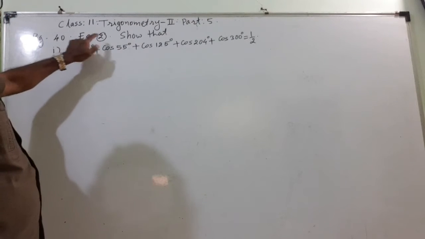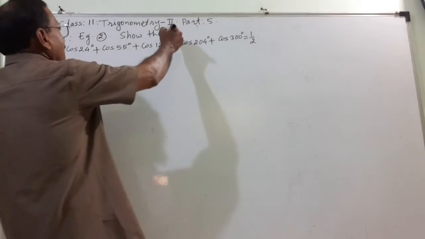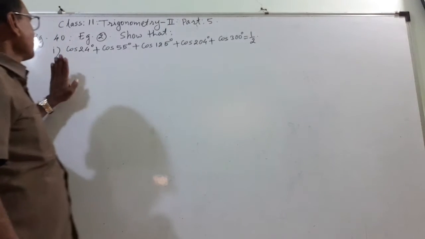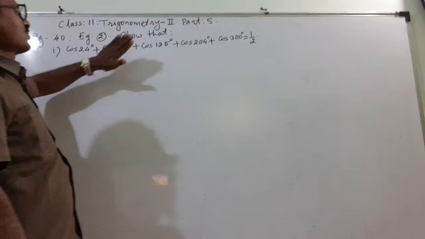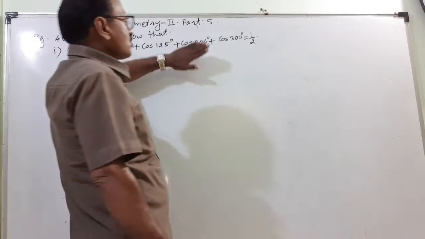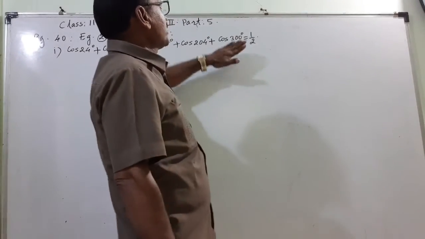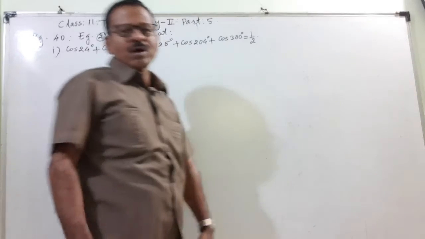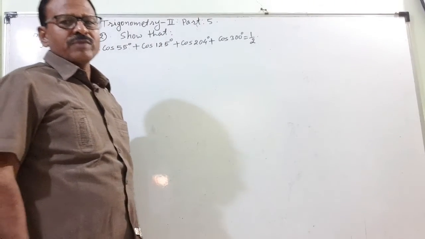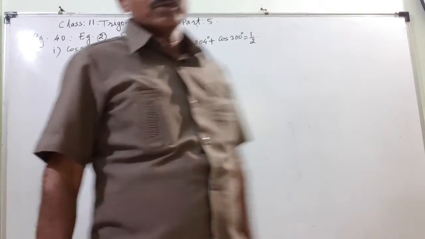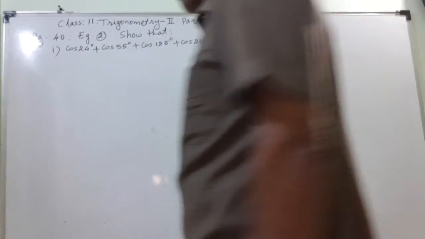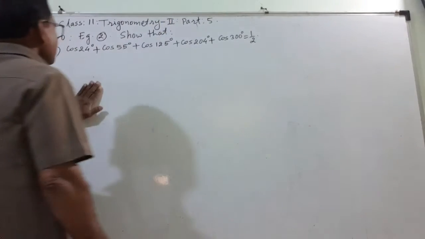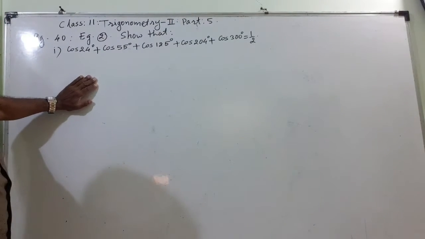So, this is example 2 and we will show that cos 24 plus cos 55 plus cos 125 plus cos 204 degree plus cos 300 is equal to half. This is a very important question actually. Such questions will build up your fundamentals.